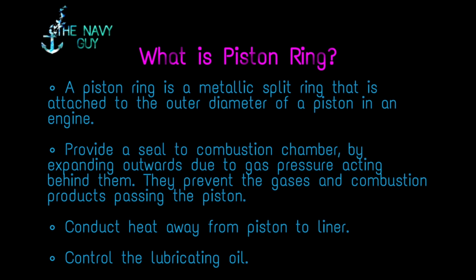So let's talk about what is a piston ring. A piston ring is a metallic split ring that is attached to the outer diameter of a piston in an engine. It provides a seal to the combustion chamber, by expanding outwards due to gas pressure acting behind them. They prevent the gases and combustion products from passing the piston. It also conducts heat away from the piston to the liner. It also controls the cylinder oil.